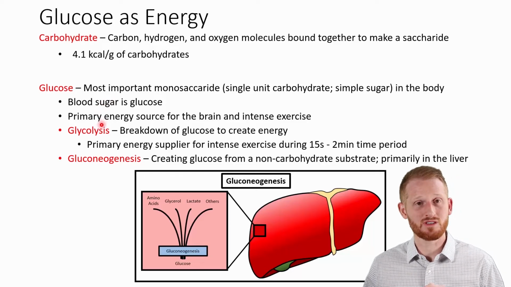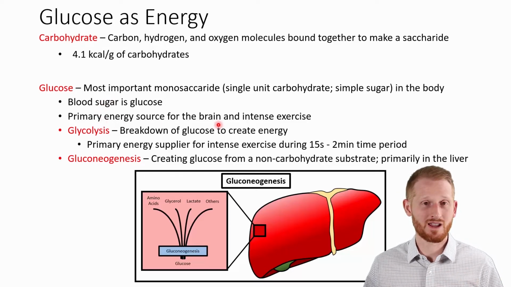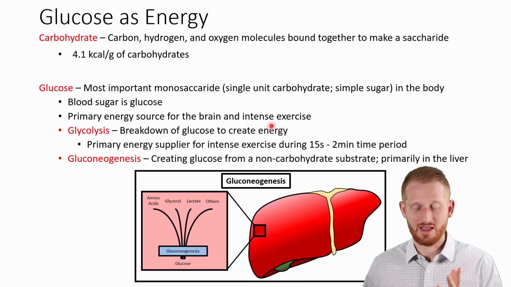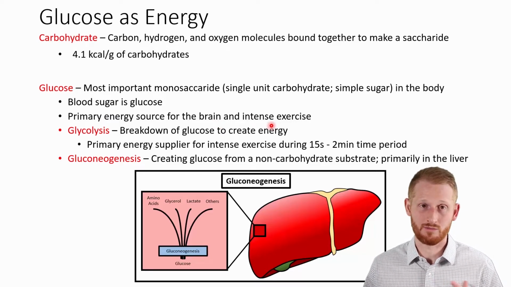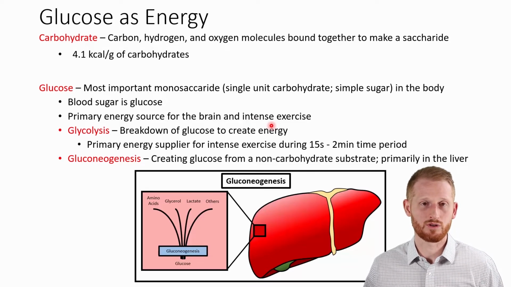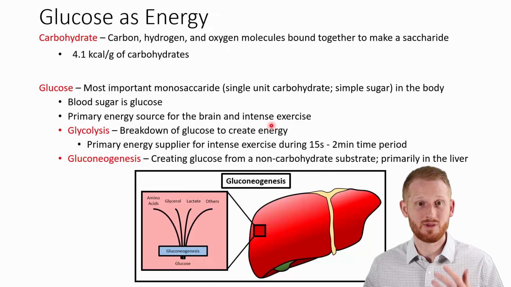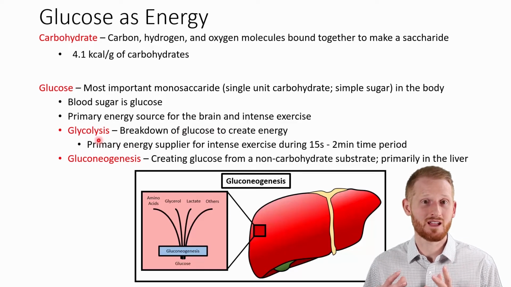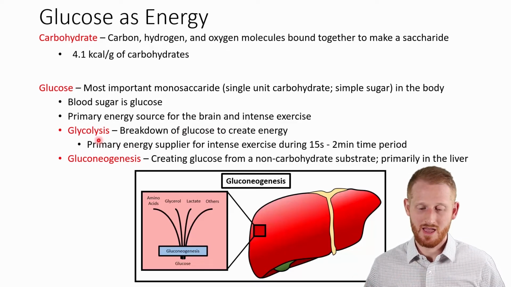This is also the primary energy source for the brain as well as the spinal cord. And when we do intense exercise, it is our body's primary energy source to fuel our muscles as well. So glucose is super, super important for normal physiological function, especially for exercise performance. All right, so glycolysis is the term for when we break down glucose in order to make energy from the glucose molecule.